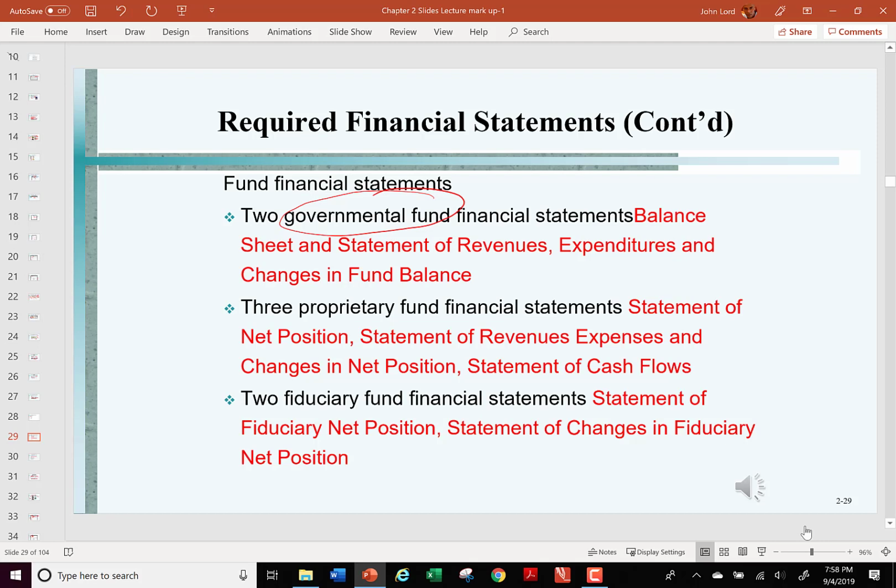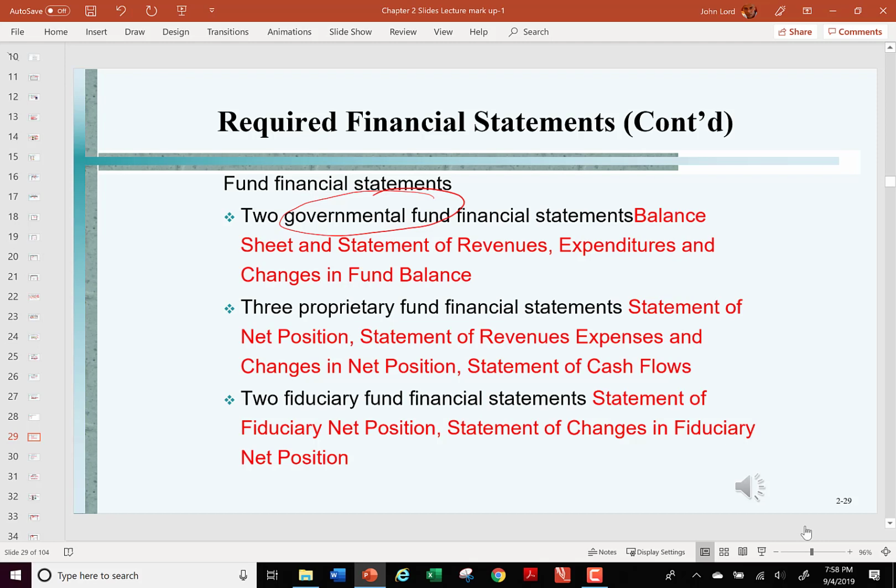When I get to my fiduciary funds, then what? I have 2 statements again. Balance sheet, income statement. The balance sheet is called the statement of fiduciary net position, and the income statement is called the statement of changes in fiduciary net position. Why are these titles in red? You have to know them. You must know the names of these statements.